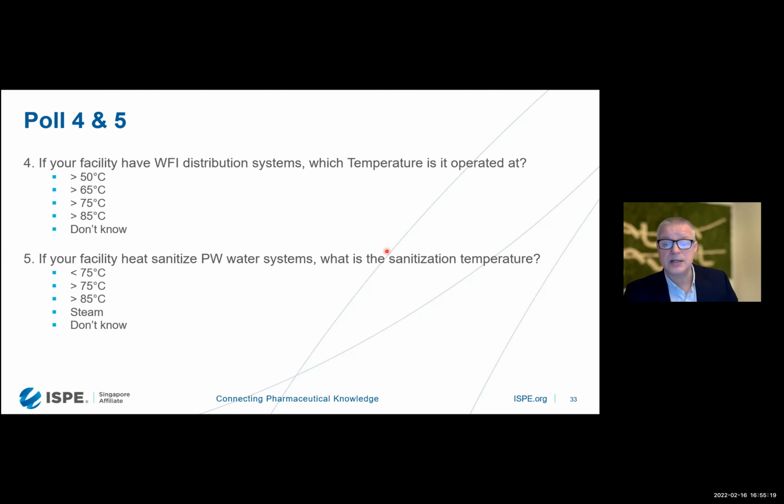And if you sanitize, we can see that the majority is sanitizing with a temperature above 85, which could be good because then it goes fast. And it really doesn't matter. But there are also some people that go with steam, and I recommend having a look if you can reduce it to hot water, at least to 90 or 85 degrees Celsius. You don't need to use steam. But very interesting. I see the same situation everywhere. So there is no unique situation with Singapore.